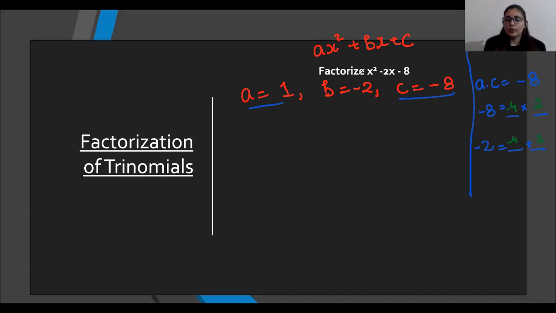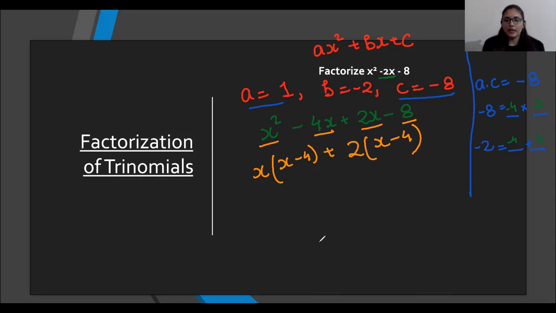This means that we can split the middle term. We are just breaking the middle term into two parts, so you will get x square minus 4x plus 2x minus 8. Now you can take the common term outside from the first two terms, and then the common term outside from the next two terms. You can take x outside, so you will get x minus 4, and then you can take 2 outside, so you will get x minus 4 again.